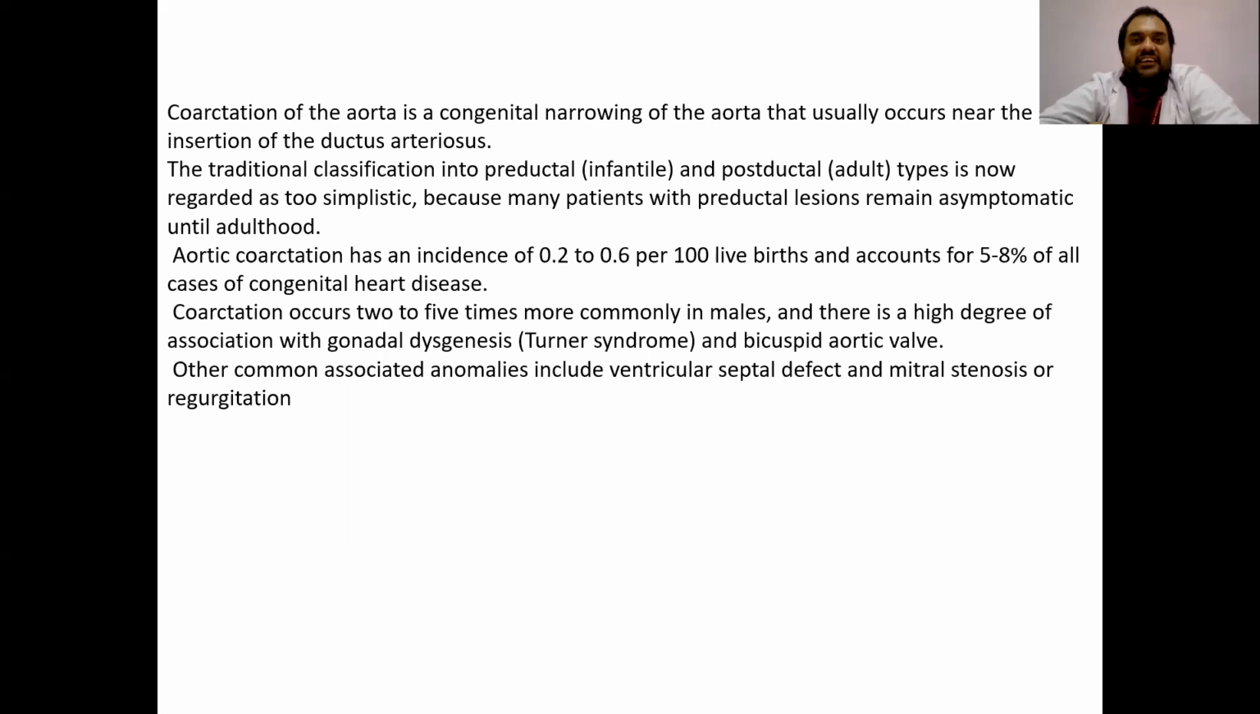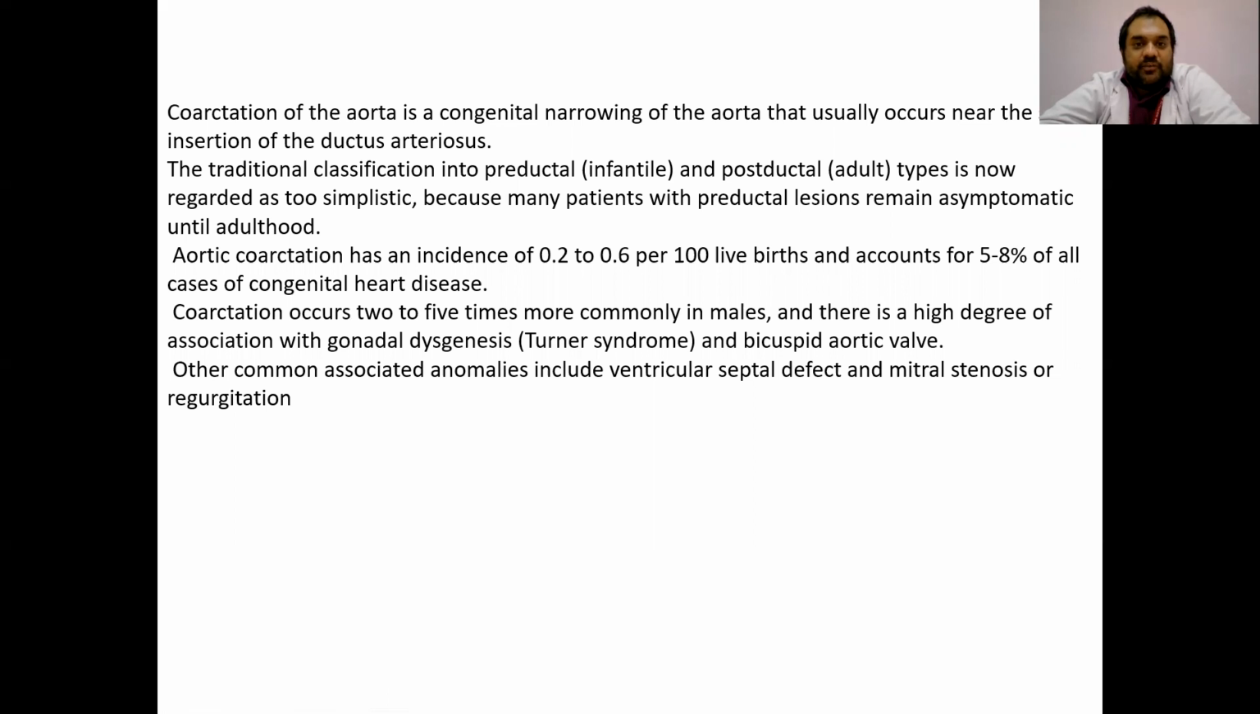Coarctation of aorta is a congenital narrowing of the aorta that usually occurs near the site of insertion of the ductus arteriosus. The traditional classification into preductal, infantile, and postductal adult types is now regarded as too simplistic, because many patients with preductal lesions remain asymptomatic until adulthood. Aortic coarctation has an incidence of 0.2 to 0.6 per 100 live births and accounts for 5 to 8% of all cases of congenital heart disease.